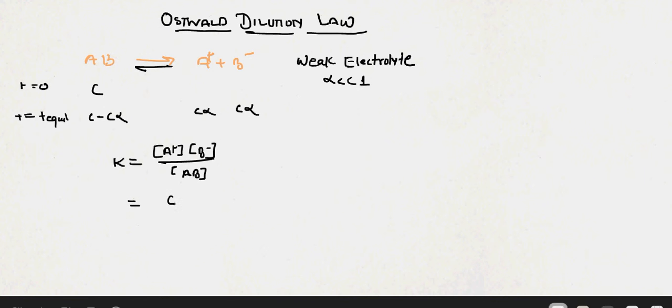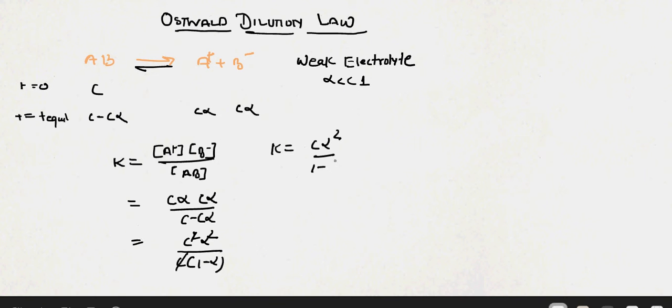At equilibrium, its concentration is C alpha into C alpha upon C minus C alpha. So it becomes C square alpha square upon C, we have taken common, into 1 minus alpha. C will cancel with one C, then K will become C alpha square upon 1 minus alpha. As I told you earlier, alpha is very much less than 1, so 1 minus alpha is approximately equal to 1, because compared to 1 it's a very small value. So I can write K is equal to C alpha square. Now alpha is equal to the square root of K by C.